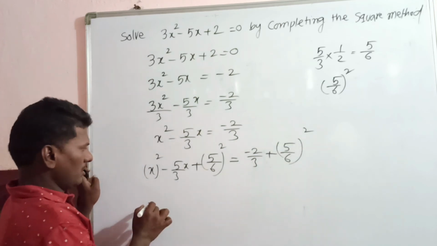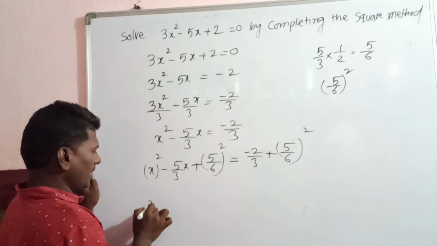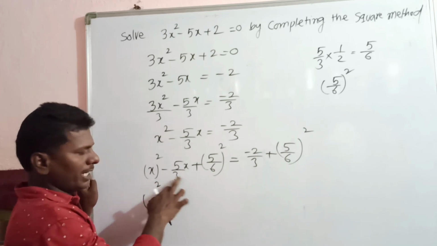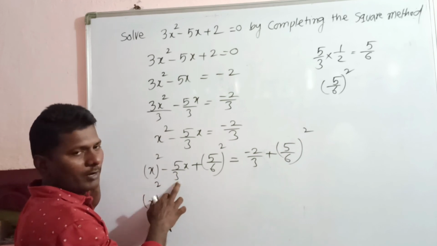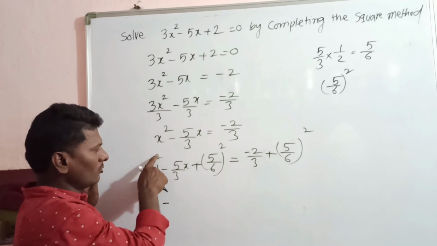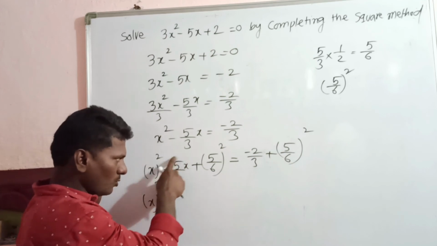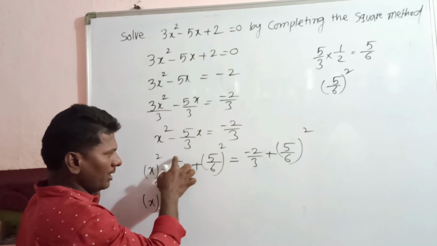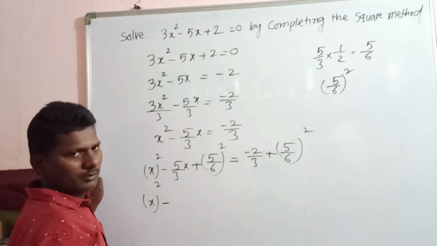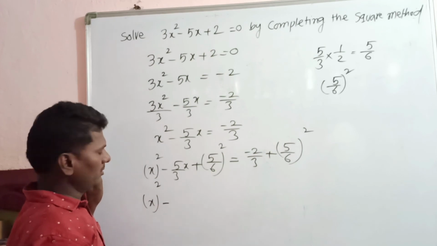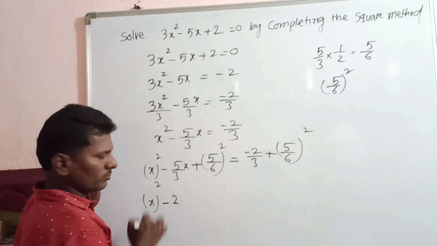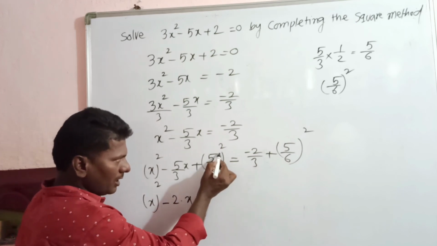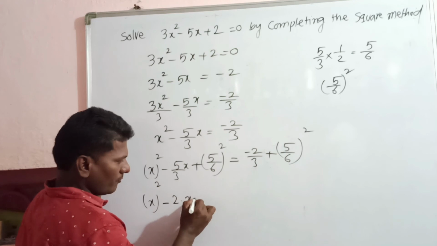Now x² can be written as x whole square. Here minus is there, so I have to write it in the form of minus 2ab. It is a² minus 2ab plus b². So this minus 5 by 3 x should be written in the form of minus 2ab: minus 2 times a, the a value is x, and the b value is 5 by 6.